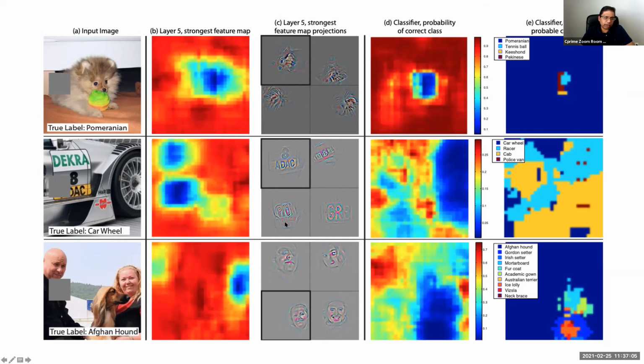And so this is again the same thing. This is a car wheel, and you'll see this part of the picture is what is causing it to say it is a car. And then this is a negative example with the Afghan hound, and this is what the model is focusing on in trying to figure out if it is an Afghan hound or not. Again, interesting insights into what your model is doing and a way to explain why your model is predicting whatever it is predicting.